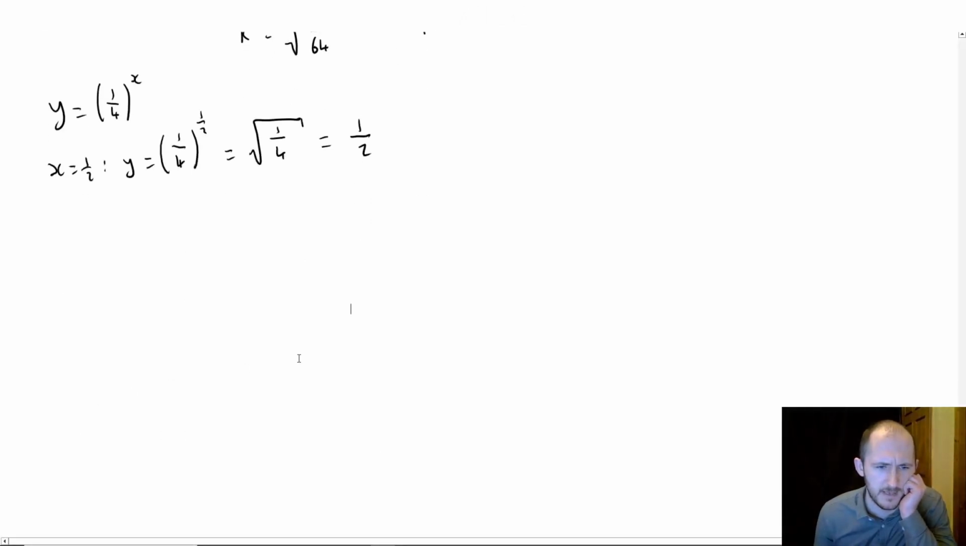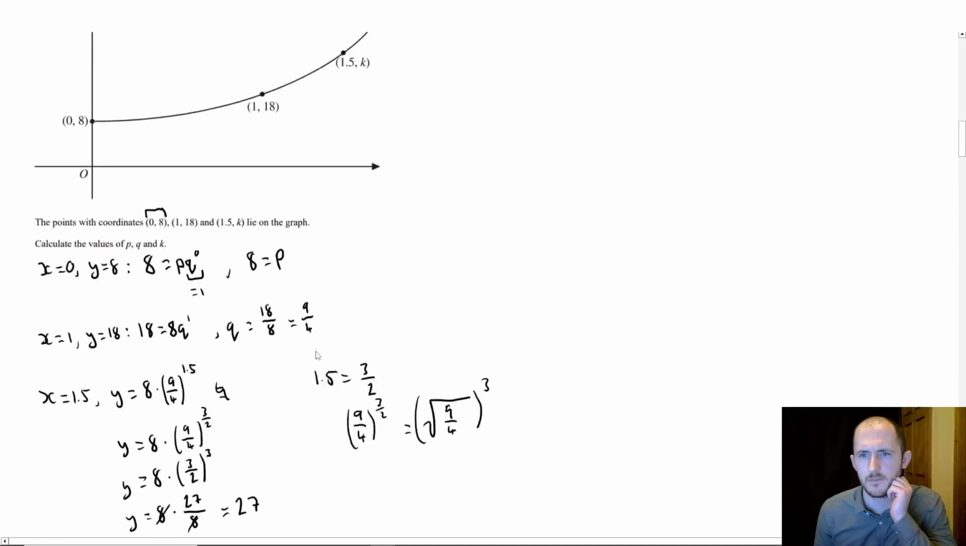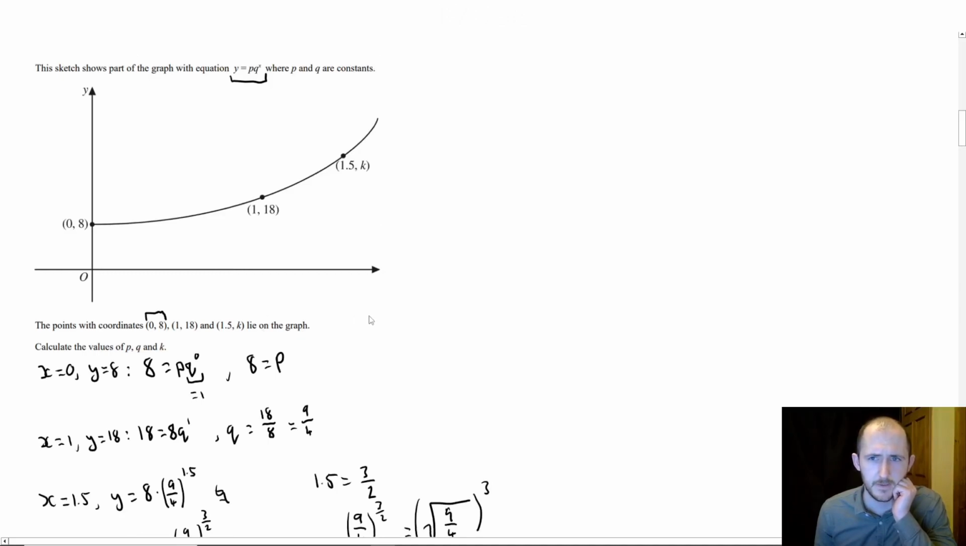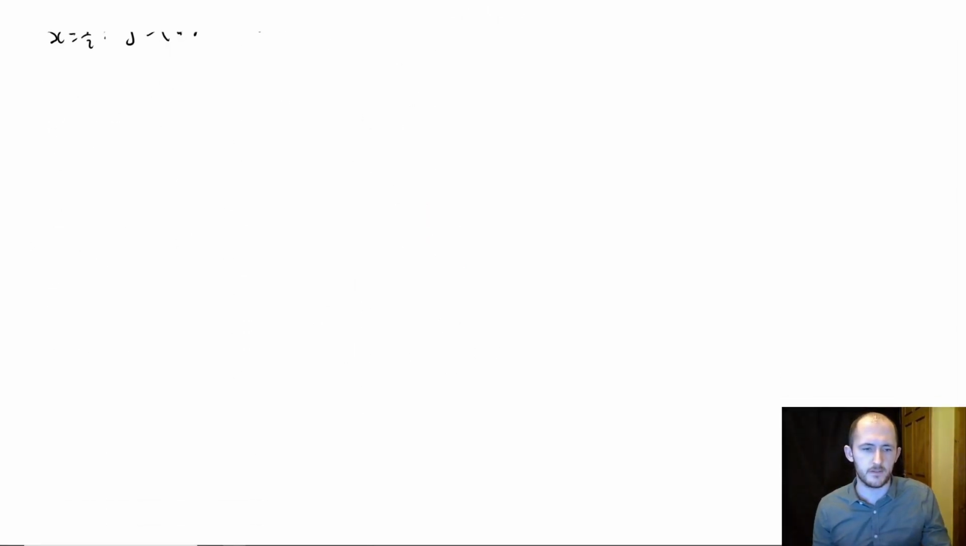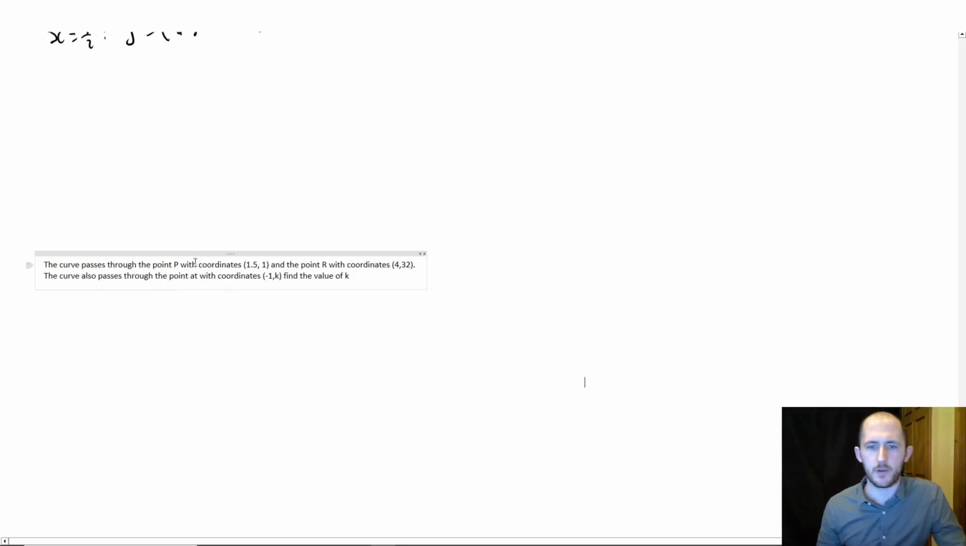The curve passes through the point P with coordinates 1.5, 1 and the point R 4, 32. Hang on. Oh, it's very similar to this one. So I'm just going to copy and paste the question in. We'll do this one, then we'll do that quickly. So we have a curve passing through the point P with 1.5, 1 and R with 4, 32.